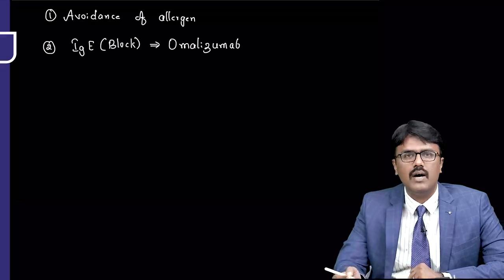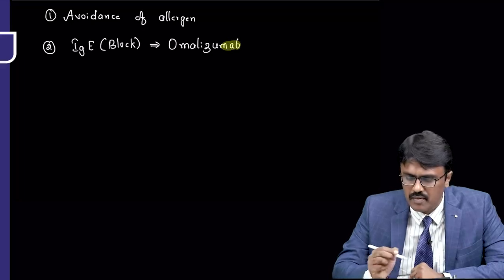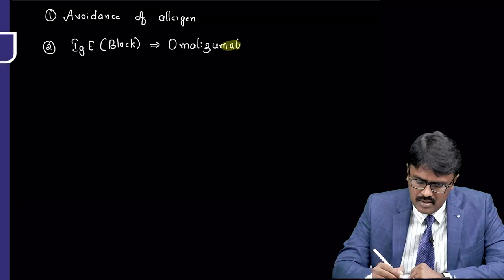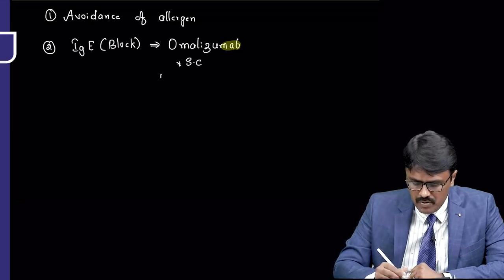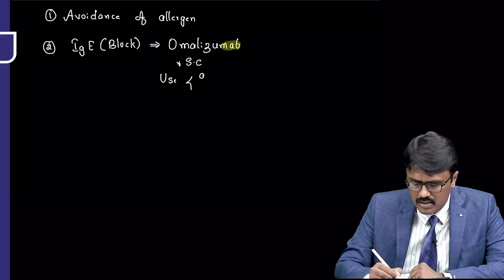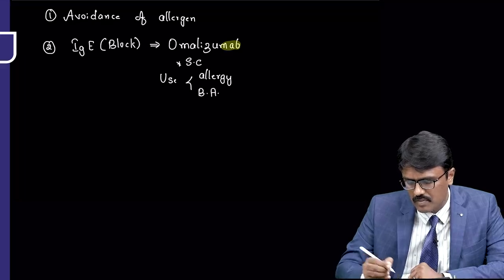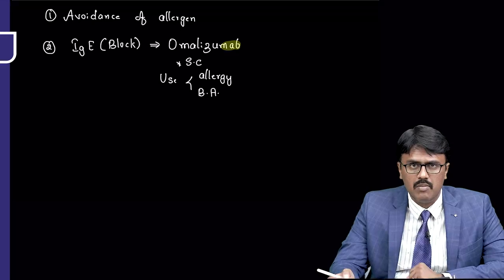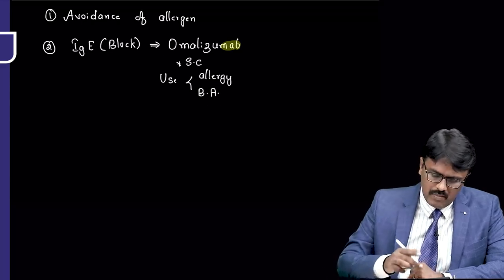The name is omalizumab. Remember, any drug ending with mab is a monoclonal antibody and we cannot give them orally because they are proteins. If I want to give it, the drug is given by the subcutaneous route. And where to use it? The drug is used in two conditions. One is allergy. Second, we can use it in bronchial asthma. The frequently asked question in the exam is, can we use omalizumab in acute attack of asthma? No, it's only for prophylactic therapy. It's an injection.